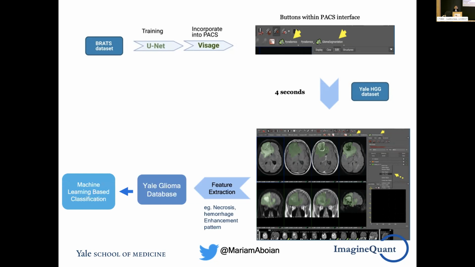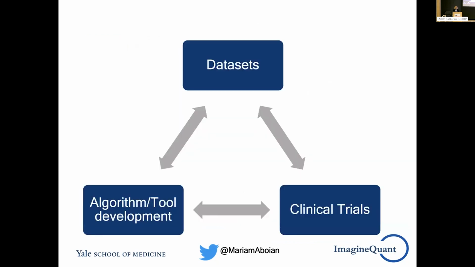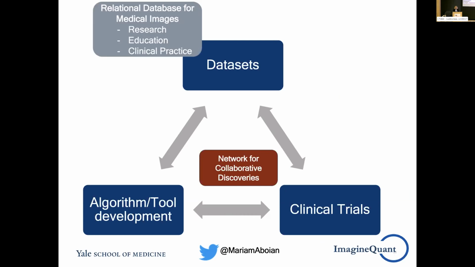We now have IDH classification algorithm and high-grade versus low-grade glioma algorithms that we're plugging in. And it's on the same platform that's used in my reading room. So I can just easily incorporate this into my reading room, and we're running the clinical trial right now. So what I built is we have this network for collaborative discoveries, which is based on data sets, algorithm tool development, and clinical trials. And it's all because of this relational database that links imaging to clinical data, and it can be used for research, education, and clinical practice.